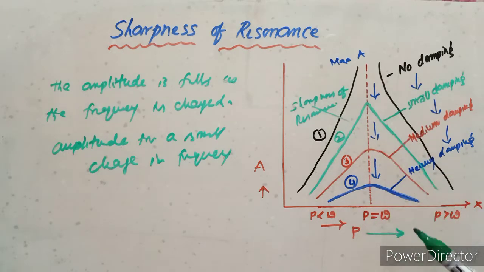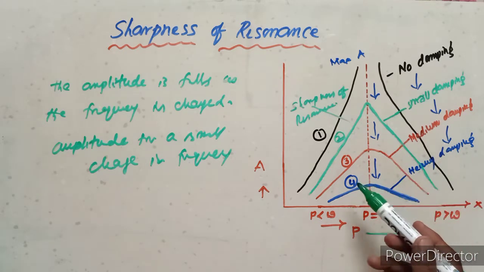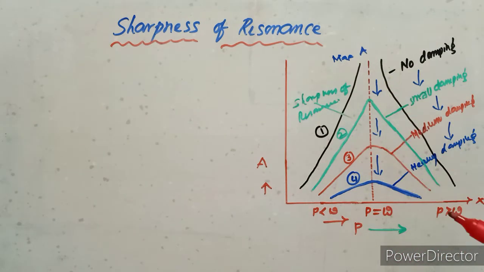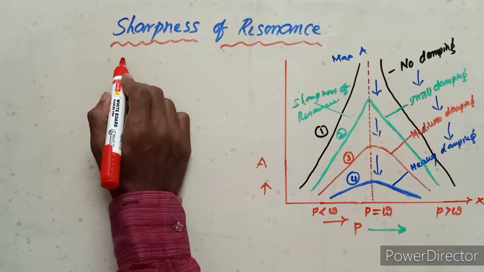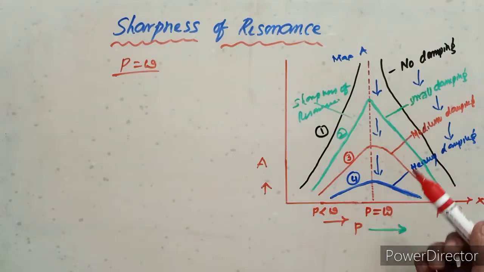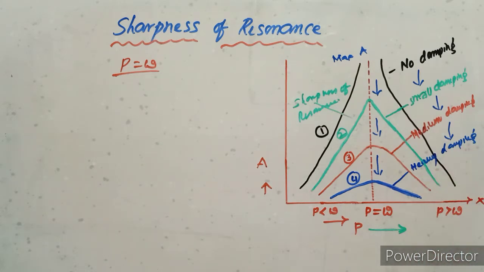At this time damping or resonance are both medium. In all four conditions, the value P is approximately equal to omega. Then there are different conditions: no damping, small damping, medium damping, heavy damping.